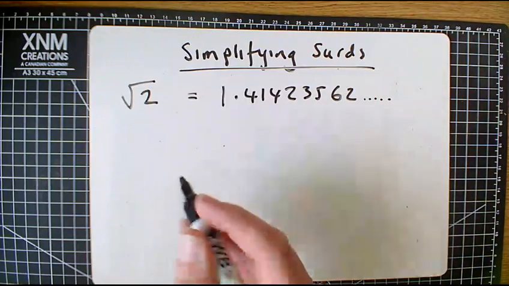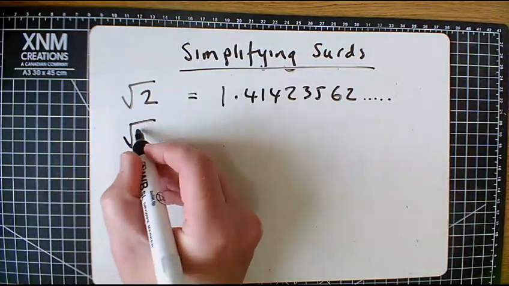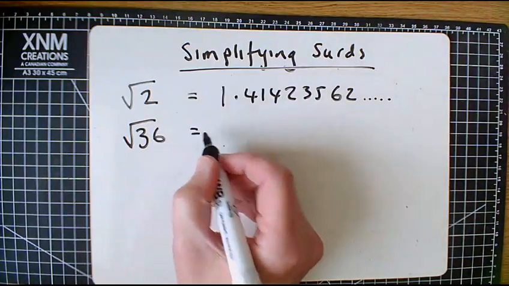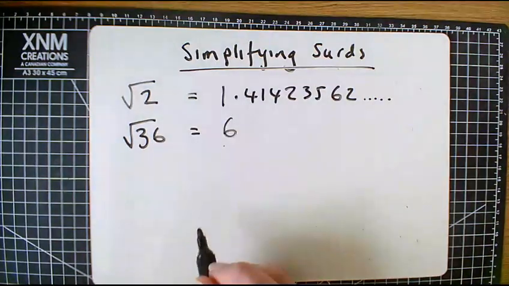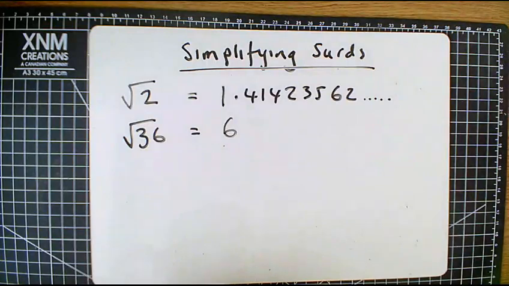Okay, now this is not a surd. For example, square root of 36, that simply comes to 6. So that's not a surd and this is a surd.